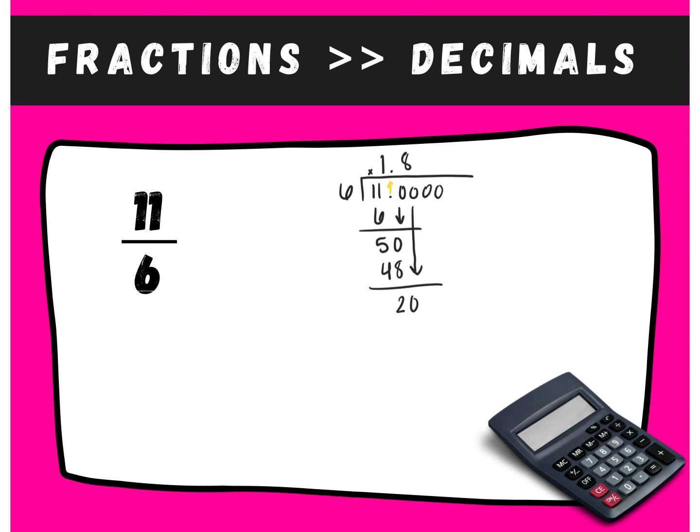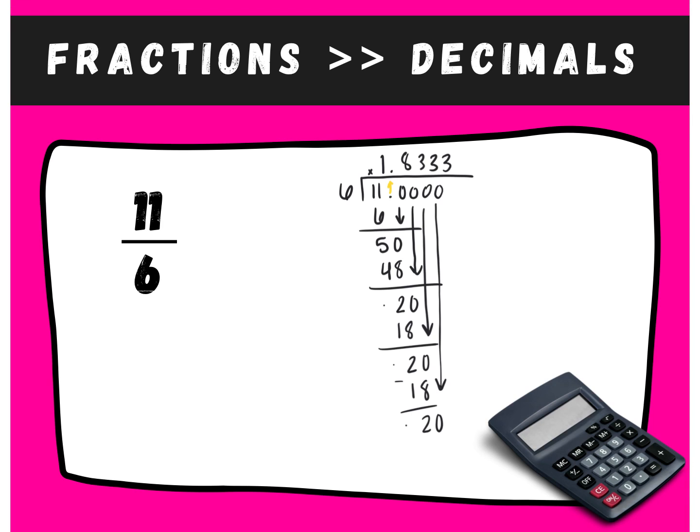Make sure that you're bringing down a 0 at every step. That's why I use the arrows so that I can see every single time I bring down a 0. 6 goes into 20 3 times. 6 times 3 is 18. I subtract and get a 2. Bring down a 0. 6 goes into 20 3 times. 18. Subtract and get a 2. Bring down a 0. And I'm starting to have deja vu. I'm seeing that I've gotten 20 a few times. 3 times, in fact, which tells me that I am stuck in an infinite loop. That means that this is a repeating decimal.